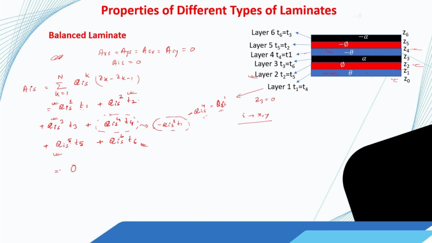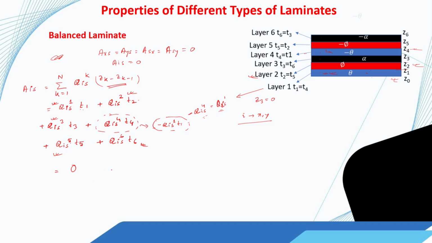Now, as we have seen that in the A matrix, the position of the plies does not matter, because finally it is the thickness, it is only those plies that matter. So, that is why AIS finally adds up to 0. But if we want to do the same thing for DIS, that will not be the case, because although the Q̄IS are opposite for these two balancing plies, their positions are not symmetric. That is why the contribution from Zk cube minus Zk minus 1 cube will not be negative of each other. So, that is why DIS is not 0 and BIS is also not 0.